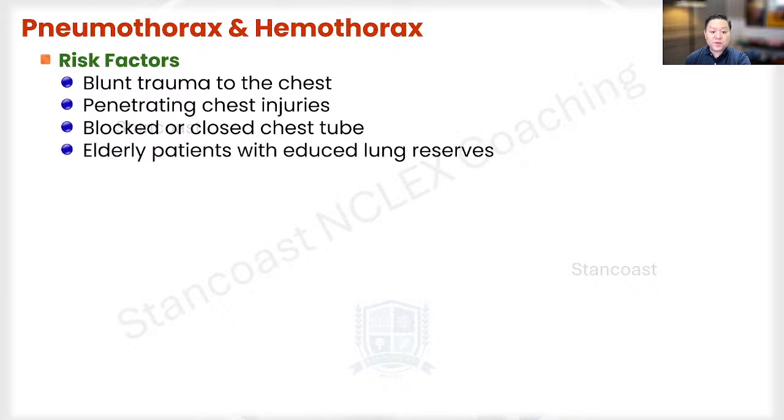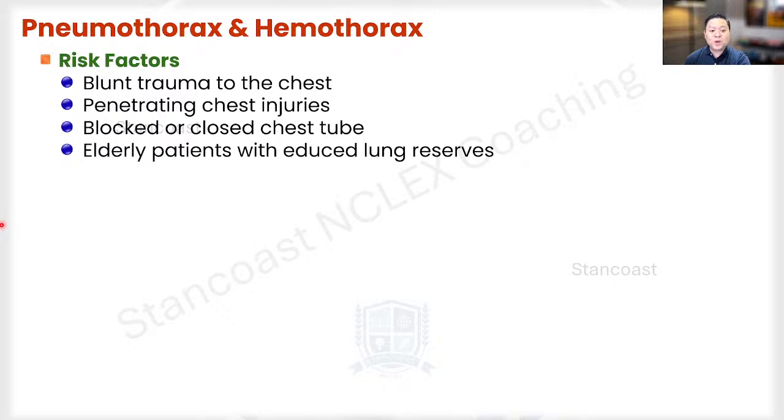Now, for those patients like the elderly group, they have reduced lung reserve due to the normal aging changes, such as decreased elasticity and also thicker alveoli. And the aging process can also reduce the elasticity itself. And so this is going to make the lungs more susceptible to collapsing and also less able to recover from any injuries or other conditions that could potentially cause pneumothorax.